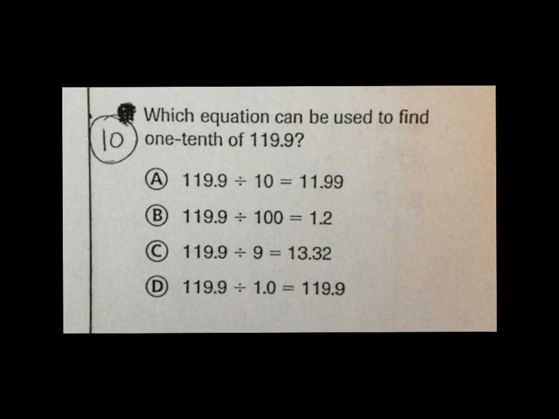Number 10. Which equation can be used to find 1/10 of 119 and 9/10? A, 119 and 9/10 divided by 10 equals 11 and 99 hundredths. B, 119 and 9/10 divided by 100 equals 1 and 2/10. C, 119 and 9/10 divided by 9 equals 13 and 32 hundredths. D, 119 and 9/10 divided by 1 whole equals 119 and 9/10.